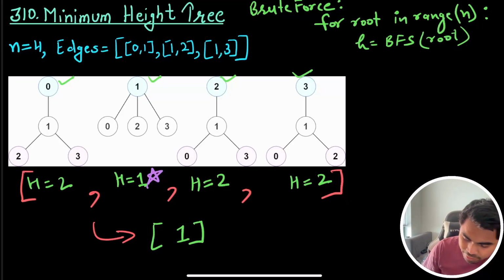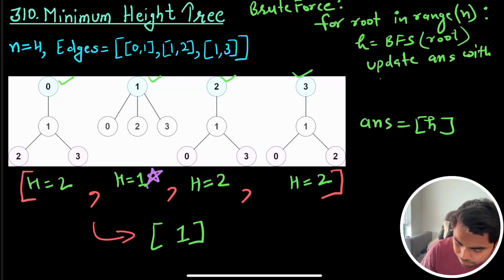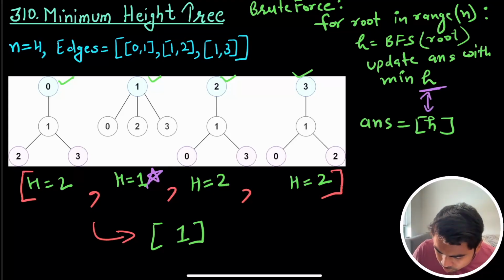All right, and then I will have some global answer variable. This answer would be basically an empty array in the beginning, and then I will assign this height right here, and then I will compare and update this answer with the minimum h. And there might be a scenario where this h becomes equal to this h, then actually we will add different h.